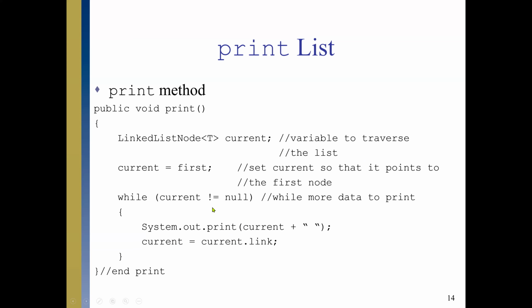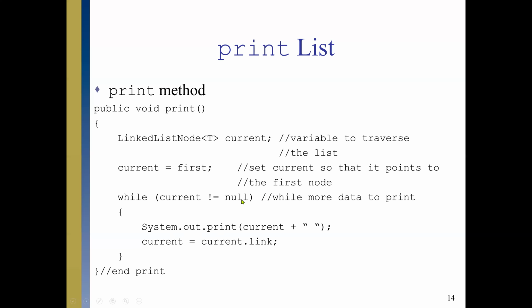Then we come and check our condition again. If it's false, then we reached the end. If it's true, then we keep printing. So while current is not equal to null is true, then we keep printing more. Then we move the current to the next node. Now when we reach the end, while current is not equal to null becomes false, because current is equal to null.